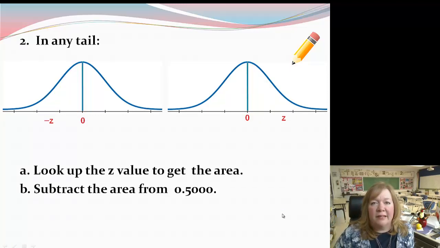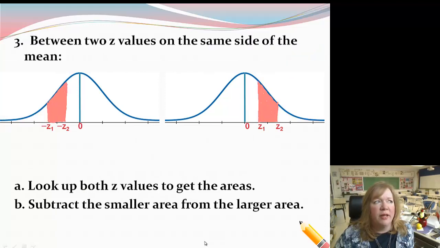In any tail, want to find some tail? Look up the z-value to get the area. So this is what the tail looks like. It goes to the right. Keep in mind, half of it would be 0.5. So you're still going to look up the area on that table, but you're going to subtract it from 0.5. So that's pretty self-explanatory. Between any 2 z values, you're going to find the bigger area and subtract it.